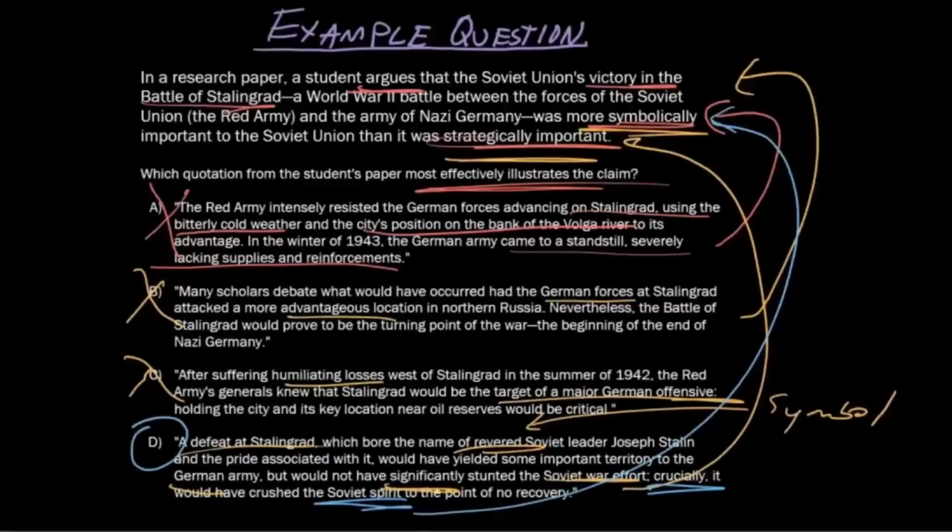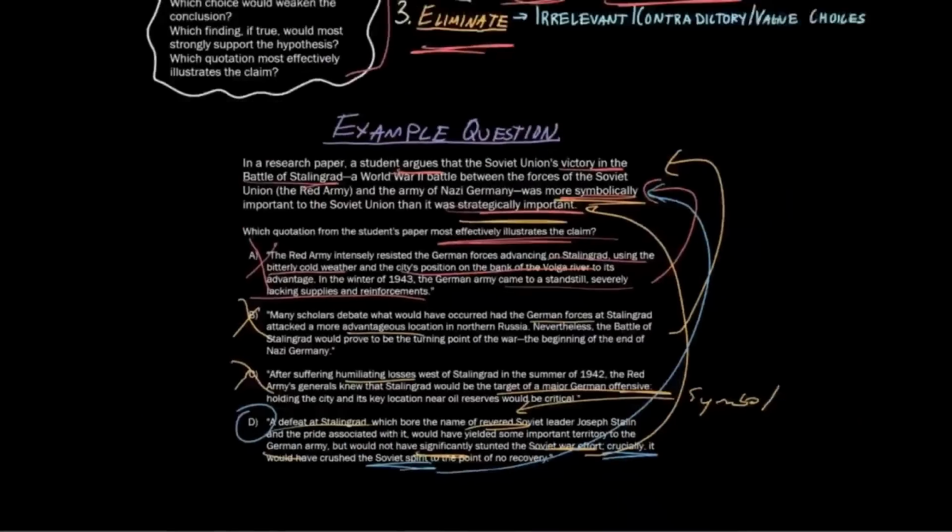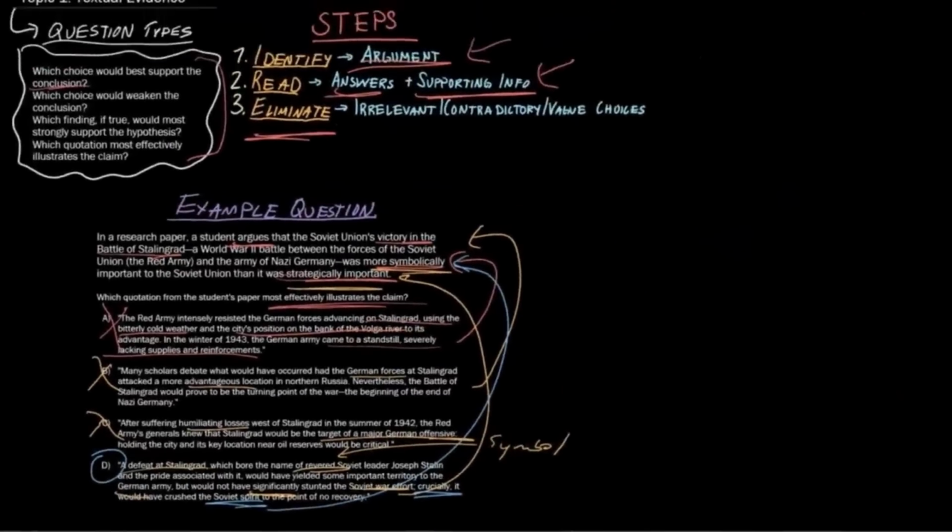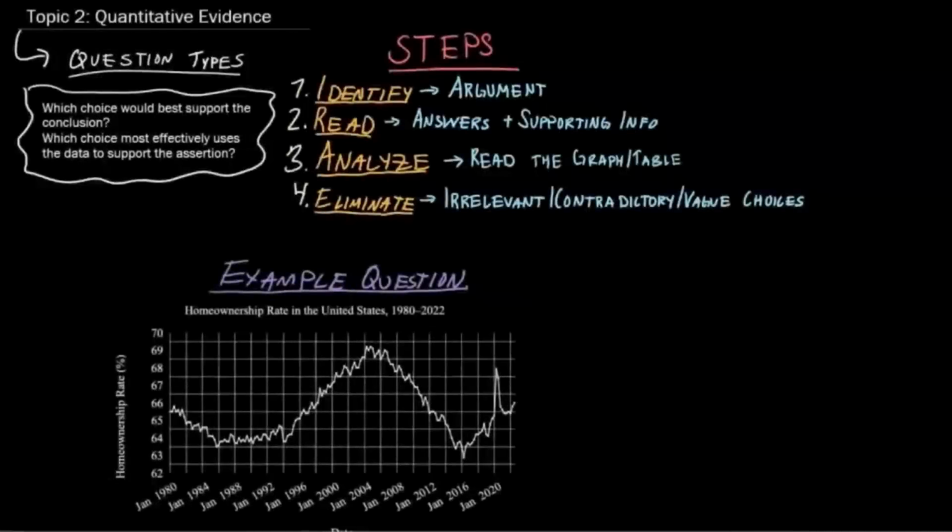And now we're going to move on. Okay, this is our last question here for textual evidence. All right, topic 2, quantitative evidence. So quantitative evidence is slightly different from textual evidence in that you'll be given some sort of graph or table. It's kind of the same idea though. Okay, it's the same choices, it's the same idea, the same question as textual evidence, and pretty much it's the same strategy. But we're going to introduce a third step here. Our third step is to analyze and to read the graph or table given. But first we read the answers and the supporting info.